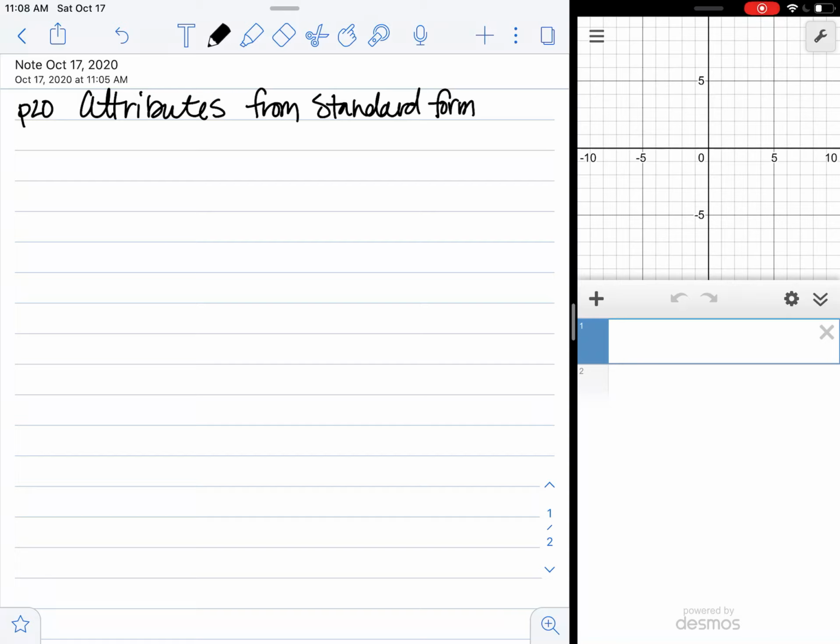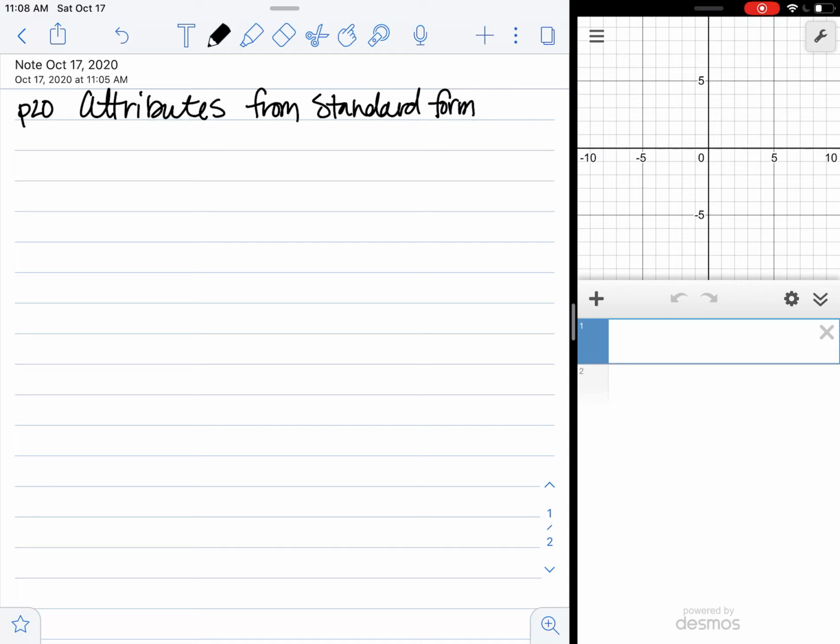Okay, you guys, this is going to be identifying attributes from standard form. For the remote learners, this is going to be on page 20 in your notebook. So it's not going to be something that we're doing in Desmos, except for the calculator piece. It's all going to be in your notebook.